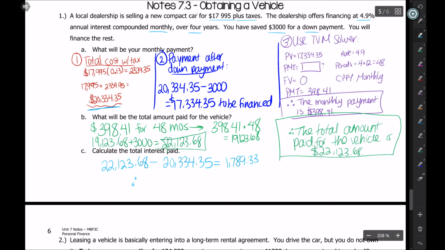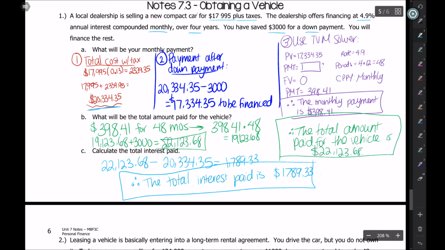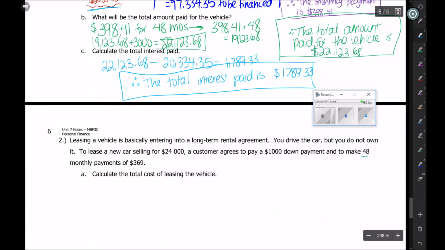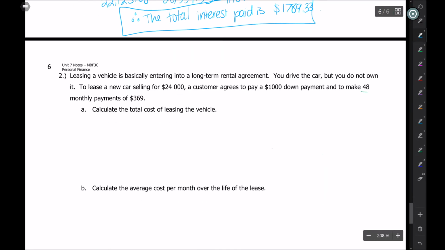So I can say here, therefore, the total interest paid is $1,789.33. Okay? All right, so now let's go ahead and take a look at question number 2.